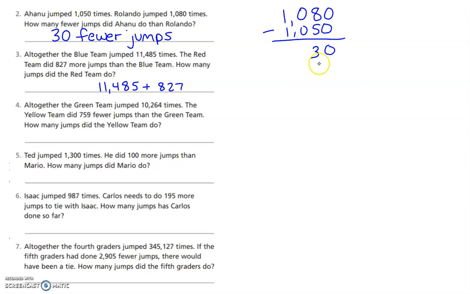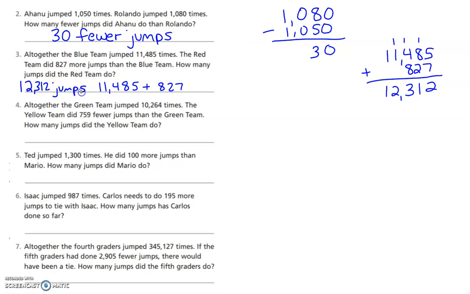So I am going to stack those, 11485, and I'm going to add 827 to that. 5 plus 7 is 12, carry the 1. 8 plus 2 plus 1 is 11, carry the 1. 1 plus 4 plus 8 is 13, carry the 1. 1 plus 1 is 2, and 1 plus nothing is 1. So that means that the red team should have done 12,312 jumps. Okay, let me do one more with you here.